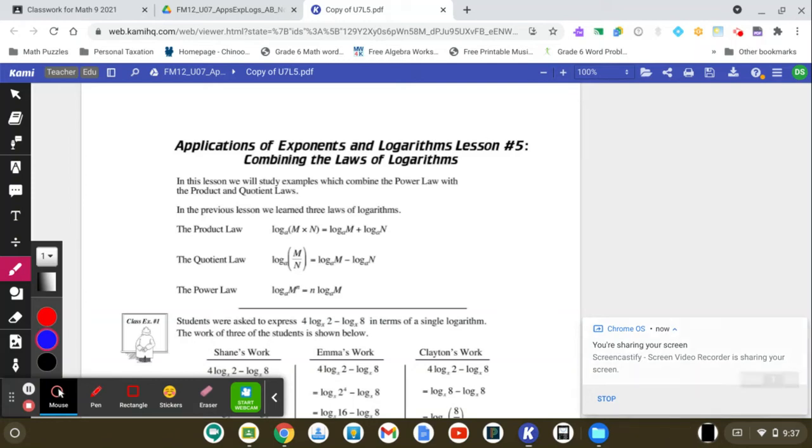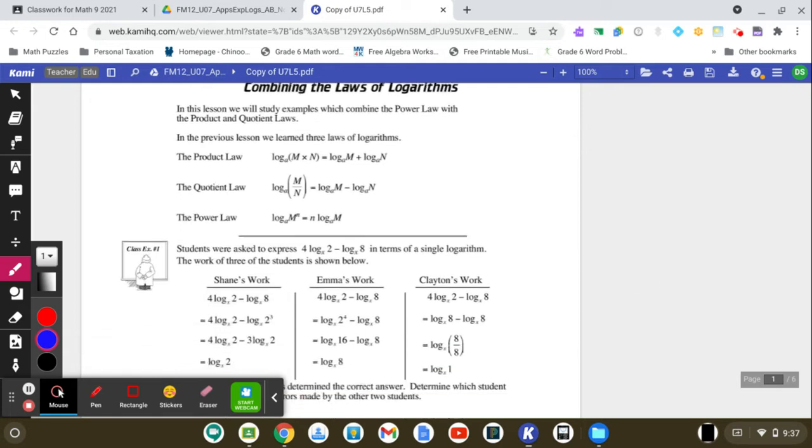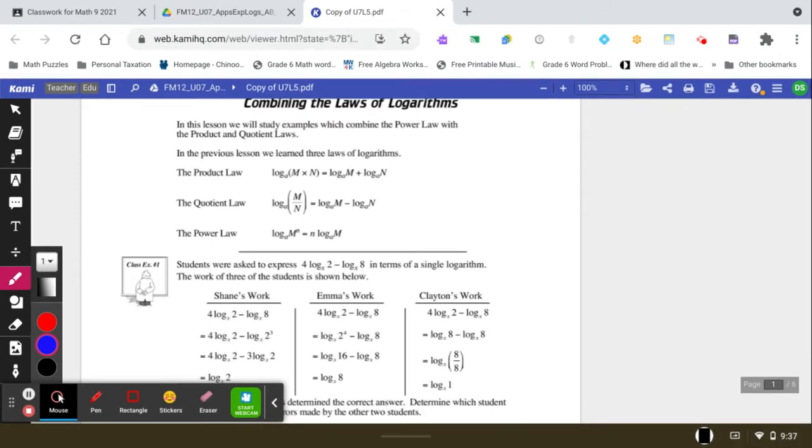All right, class. Next thing we're going to learn is just the ways to combine the laws of logarithms. So it says in this lesson, we will study examples which combine the power law with the product and the quotient laws. So there are three main laws of logarithms, as you can see here. You can go back and forth either way. So super important that you remember that.